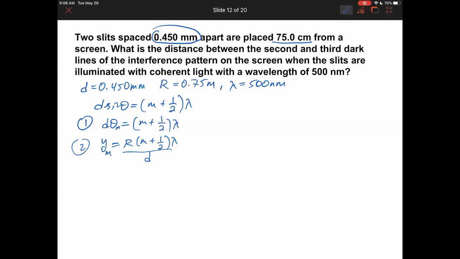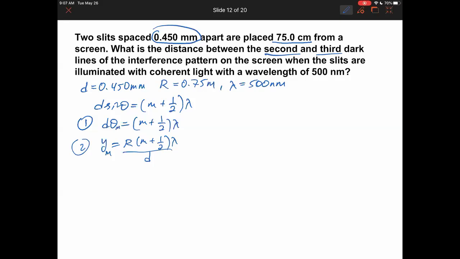Now, in my slides, I have the displacement in terms of the angular displacement, but you can also do that in terms of the vertical displacement, so let's say in terms of y. For example, what you would do here is this. You have the second and third dark fringes, so the second and third dark lines of the interference, and if you do the calculations, you should be able to look at it in terms of this.